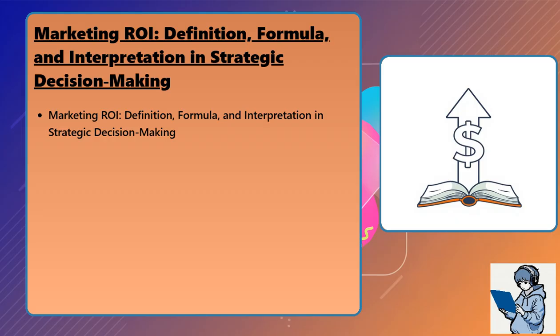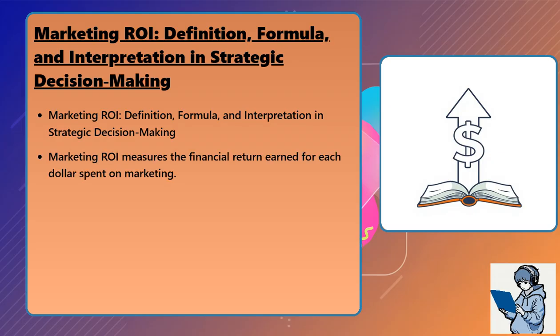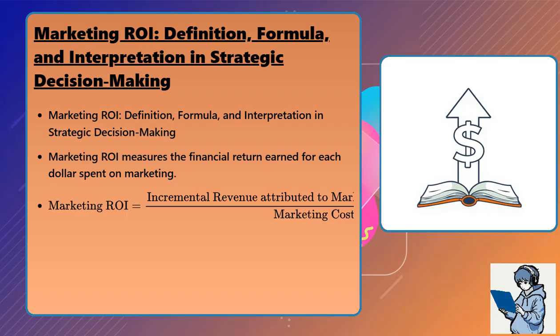Marketing ROI definition, formula, and interpretation in strategic decision making. Marketing ROI measures the financial return earned for each dollar spent on marketing. Marketing ROI equals (incremental revenue attributed to marketing minus marketing cost) divided by marketing cost, multiplied by 100%.